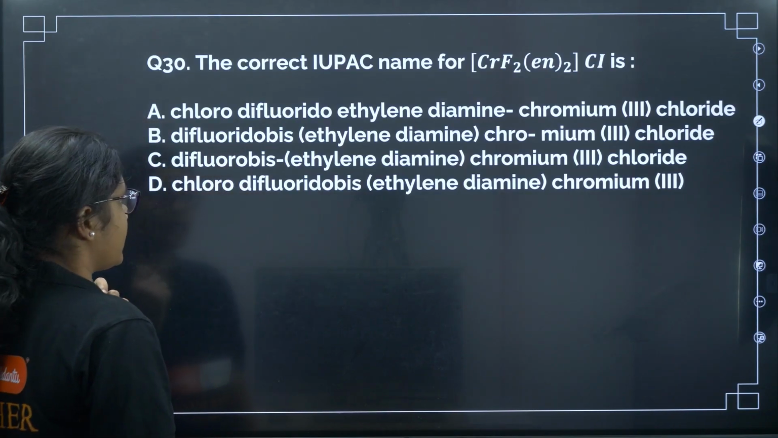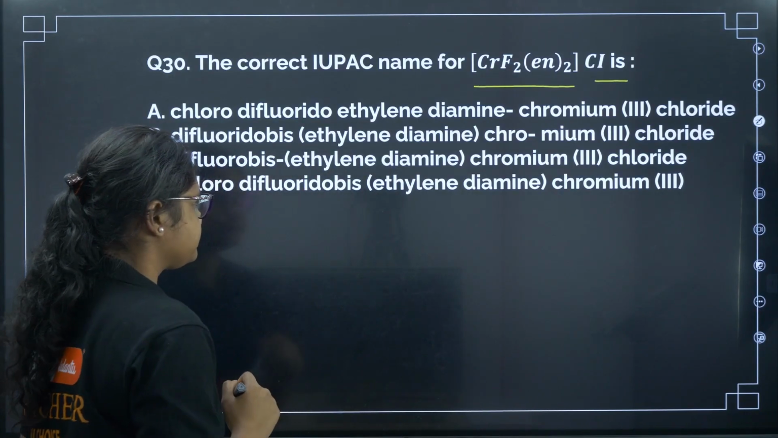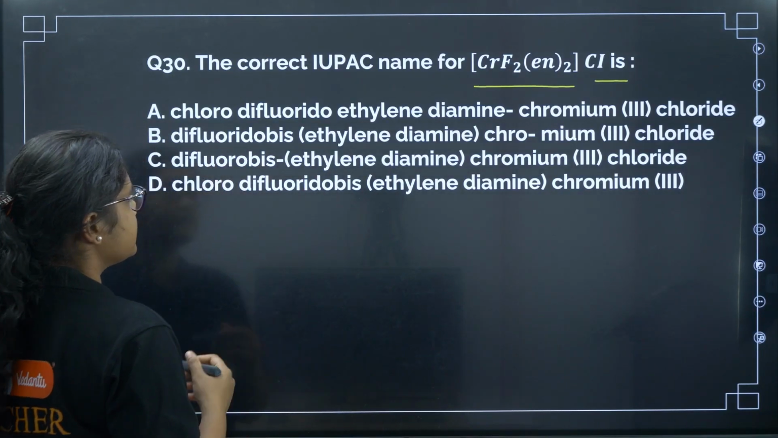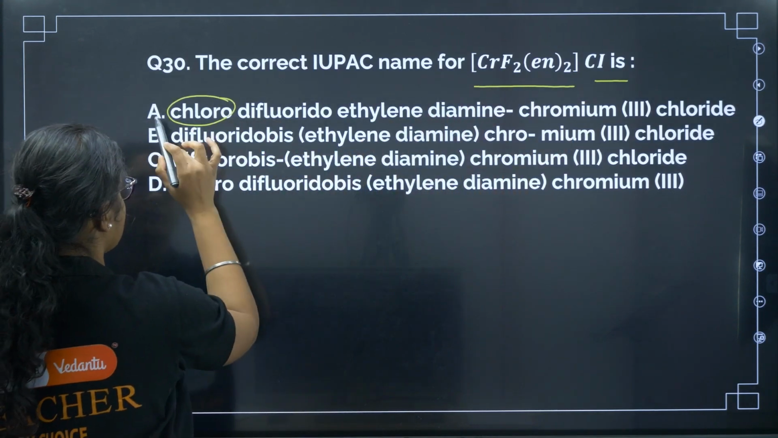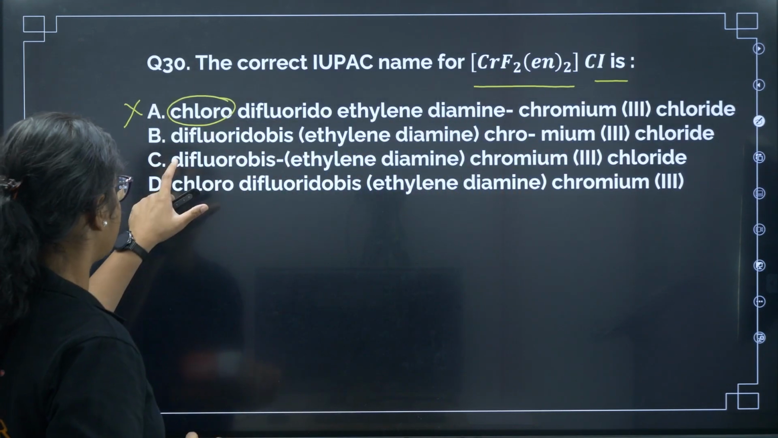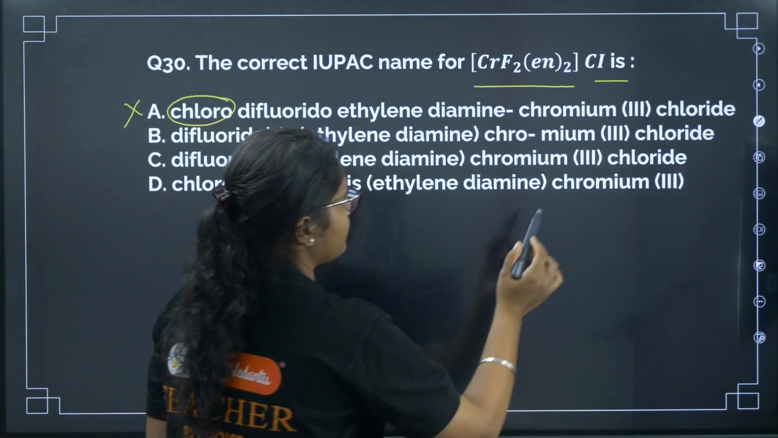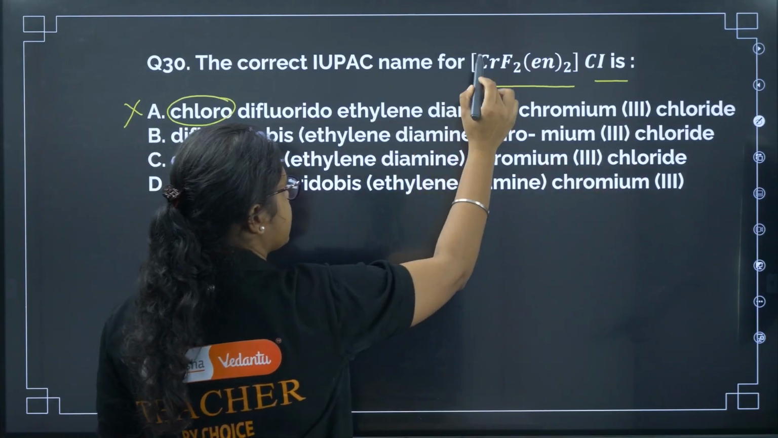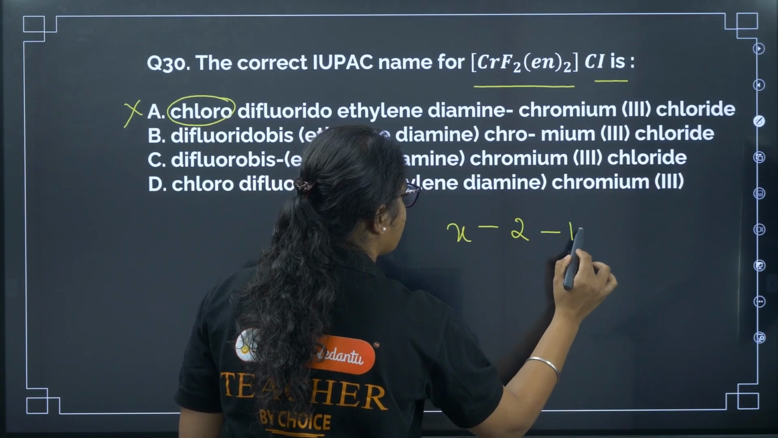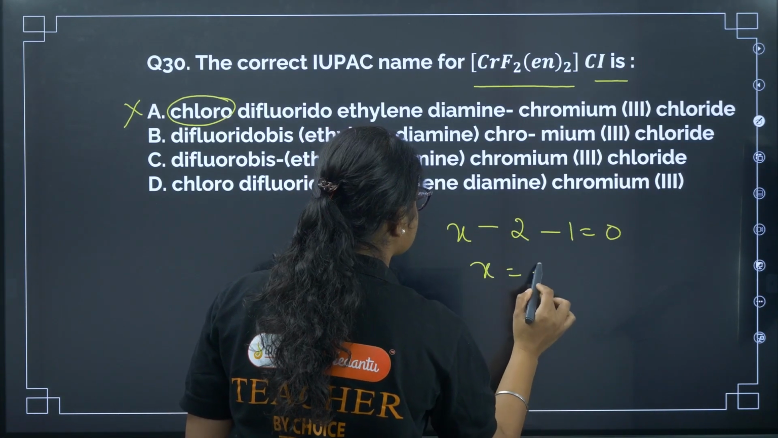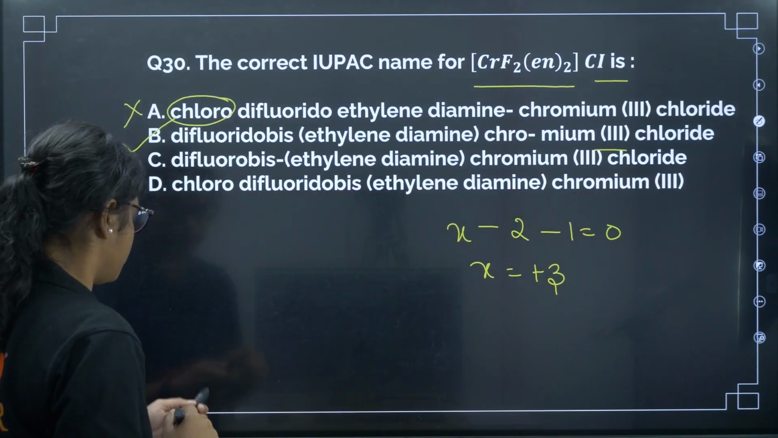Next, the correct IUPAC name for the given compound CrF2en2Cl is. Now if you see here, first of all, there is no chloro outside, so this one will not come in the name, so we can eliminate this one. Next we have difluorido, bis, ethylene diamine, chromium. This part is correct, chloride is correct, only we should check the oxidation state. So chromium is X, F is minus 2 and then en is 0, and chlorine is minus 1, so I'll get X is equal to plus 3. Yeah, so this is correct. So the correct answer for this question will be option number B.